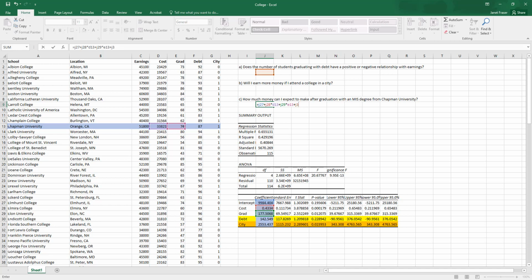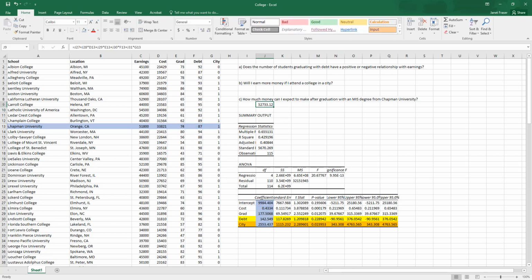On to J30, which is the percentage of students graduating with debt. I will multiply that by 87, or F13. And then finally, I'm going to add in the coefficient for city, J31, and I'm going to multiply that by G13, which is whether or not the school is located in a city. Now I'm going to press enter and we're going to calculate it out.